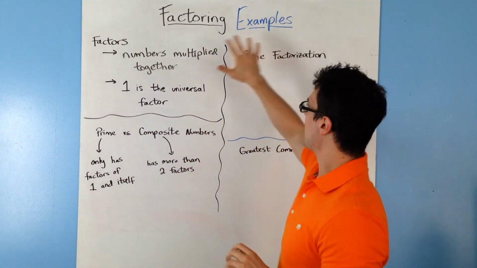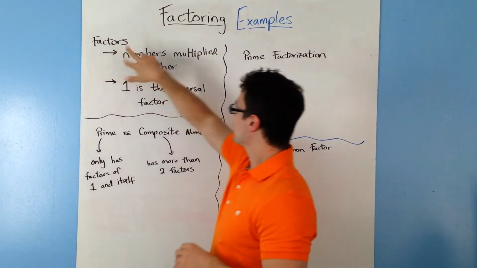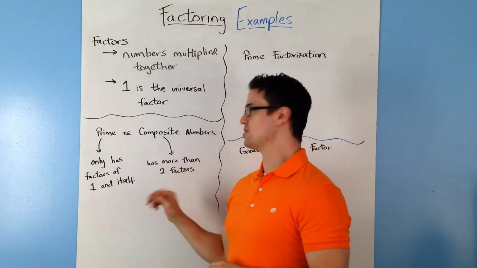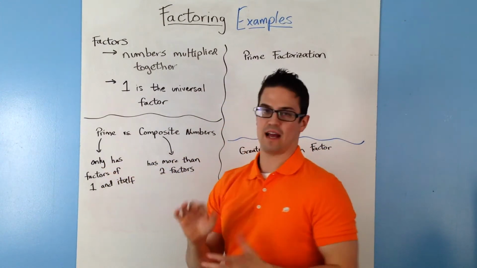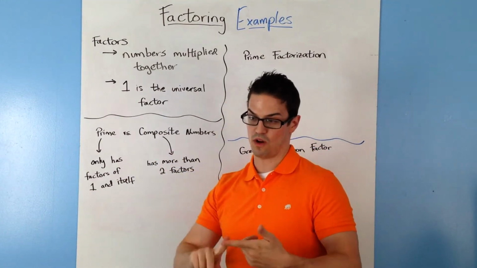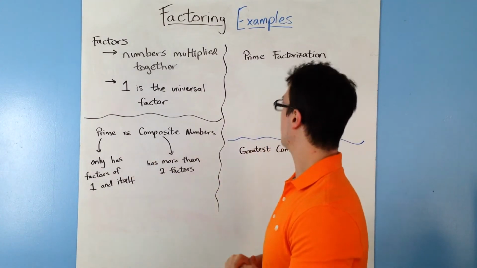Okay, so if you remember from the last video, factoring is basically just the opposite of distributing. Factors are numbers multiplied together. One is the universal factor. We have prime and composite numbers. Prime only has a factor of 1 and itself, whereas composite has more than 2 factors. So it's 1 and itself, plus you can use other numbers as well to make composite numbers.